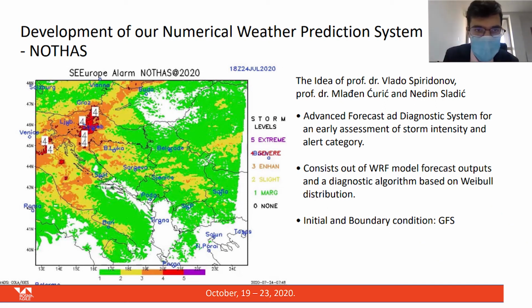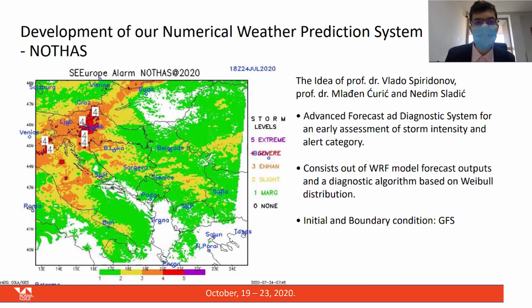I mean, huge success when it comes to other models. But how our model works is based on WRF model forecast outputs, which is this. So this grid is defined on the regional scale. So this is Southeastern Europe, covering from the northern parts of Austria down to the southern parts of Greece. And we had a diagnostic algorithm that is based on variable distribution to remove all uncertainties.